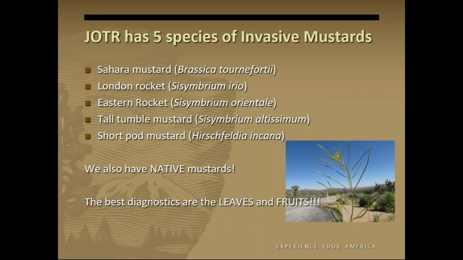So in the park, we have 5 different species of invasive mustards, and I'm going to try to explain identifying these different species. It's pretty complex. I even get confused and scratch my head sometimes, but I'm going to try to demystify it as much as I possibly can. The 5 species that we have are Sahara mustard. Then we have 3 species in the genus Sisymbrium, which are London rocket, Eastern rocket, and tall tumble mustard. And then lastly, we have shortpod mustard, which unlike the first 4, is a perennial. It's a short-lived perennial, but it is a perennial. It's not an annual.